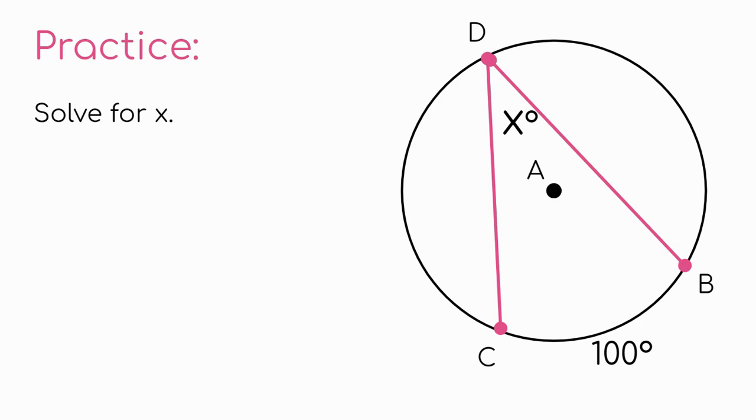So here's our first problem. So remember, you can go ahead and pause the video and try to solve for x. So I'm giving you angle BDC, which is an inscribed angle. I'm telling you arc CB is 100 degrees, and I want you to solve for x. Hopefully you got 50 degrees. Remember, inscribed angles are half of the arc. 100 divided by 2 is 50 degrees.